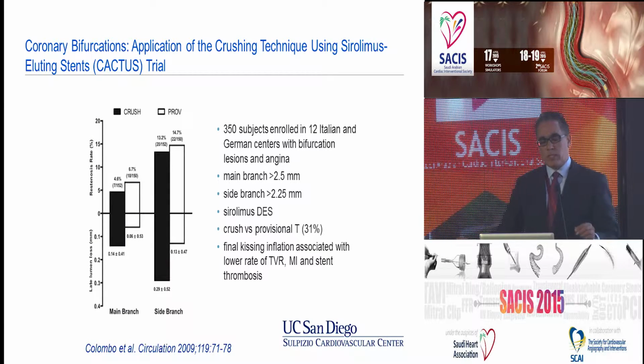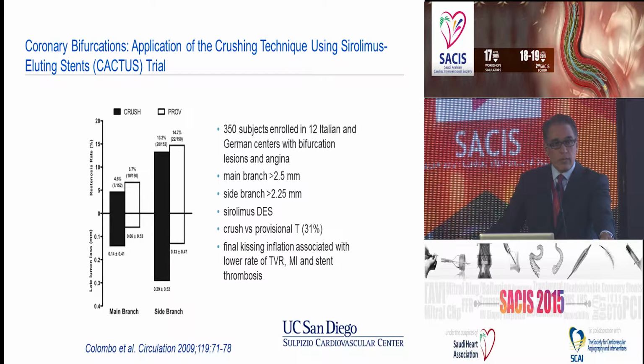Antonio Colombo did the Cactus trial, very similar to the other studies I've shown you. 350 patients randomized. The big difference here is this is a Cipher stent. I should have mentioned earlier, BBC was SACIS while Nordic was Cipher.